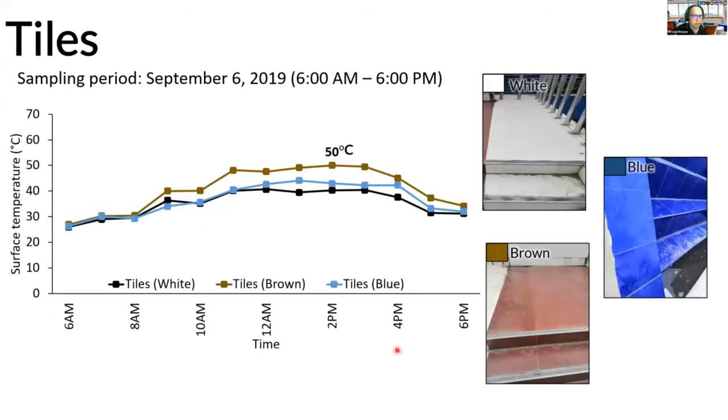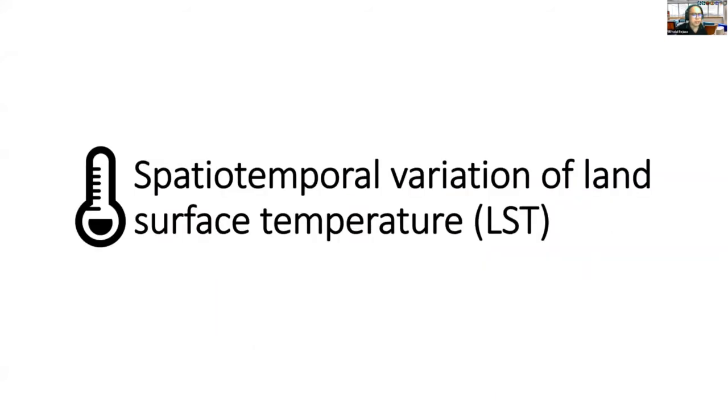Lastly, tiles. Tiles are known to be highly reflective. That's why they have the lowest peak temperature of 50 degrees Celsius compared to the other urban materials. Again, a similar pattern was observed wherein dark colors, for example here, which is the brown colored tile, have higher LSTs. In this section, I will be discussing the results of our spatiotemporal variation analysis of LST.